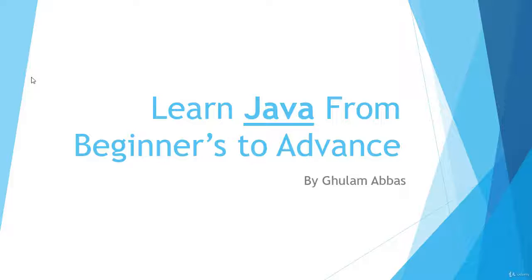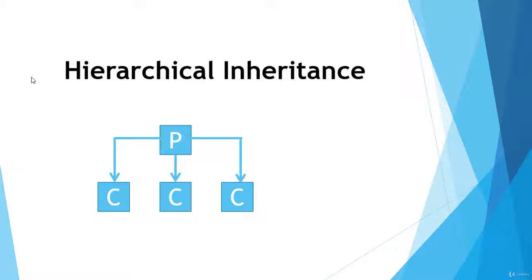Today in this video, we are going to discuss hierarchical inheritance. You can see the figure of hierarchical inheritance on your screen. We have one parent class and there are three child classes that are extending the parent class. So this is hierarchical inheritance. Let's create an example program for hierarchical inheritance to understand its concept.